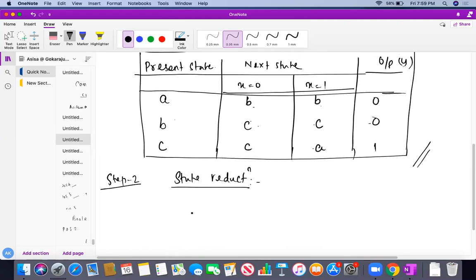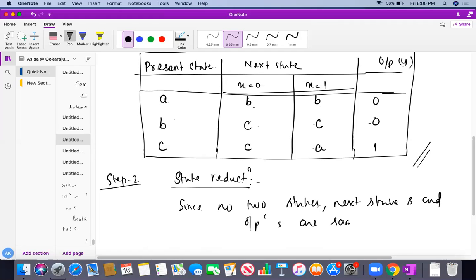There is no possibility of state reduction since no two states have the same next state and outputs. Okay, so no state reduction is possible. Why? Just see here, if there is C0, then it's possible, and you can remove one state. But here all the states' next states are different and the outputs are also different. That's why I will not be having any state reduction.